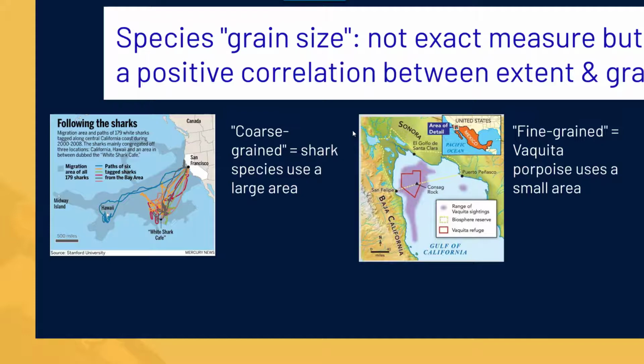This is the range of the vaquita porpoise, wherein, if you see in the red box there, is the refuge, which is in a very small portion of the Gulf of California, adjacent to Baja California. And if you take a look comparatively on the shark map, that's going to be in this little protected region, whereas the shark distribution, or the shark home range, is going to be quite significantly larger and more coarse-grained.